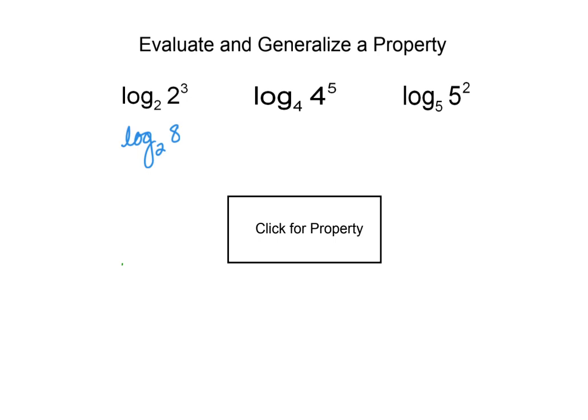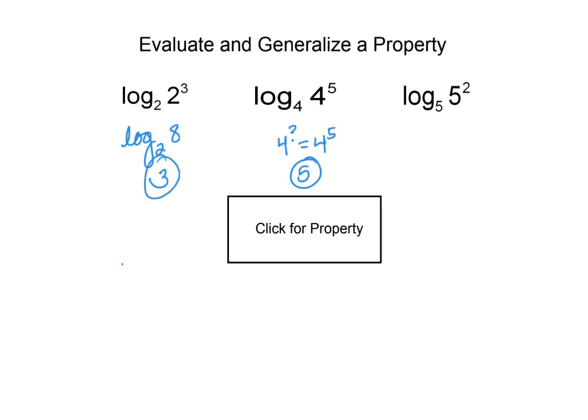And then I have to ask myself, what power do I need to put on the 2 in order to get 8? Well, that is 3. The next one says log base 4 of 4 to the 5th. Well, look at this. I'm not going to figure out what 4 to the 5th is because this log says, what exponent do I need to put on a 4 in order to get 4 to the 5th? Well, clearly that's 5.